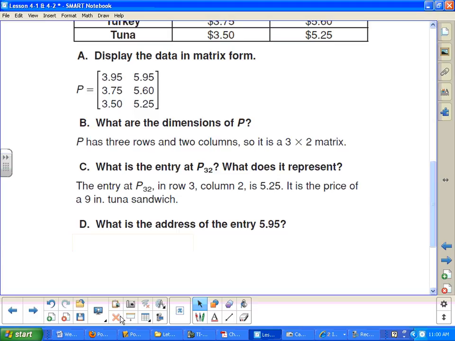The address of the entry 5.95. Right. So 5.95 is here. So that would be which row? Okay, the first row and the second column. So I would say that that is then P, and it's a subscript, so you would say P sub 1, 2, or P sub 12 for that one.